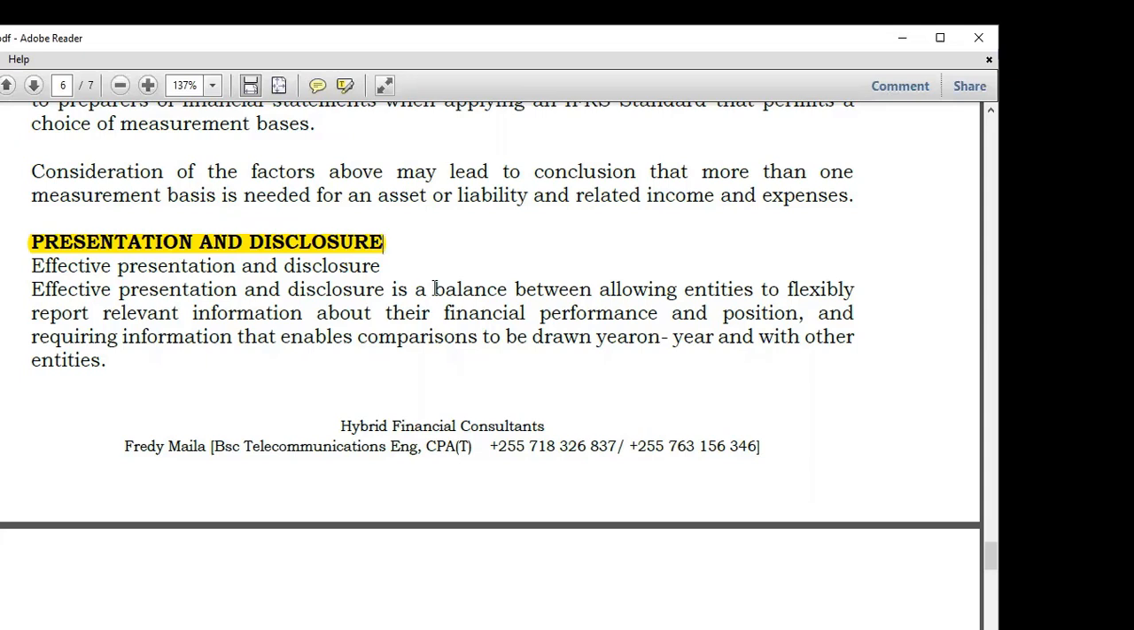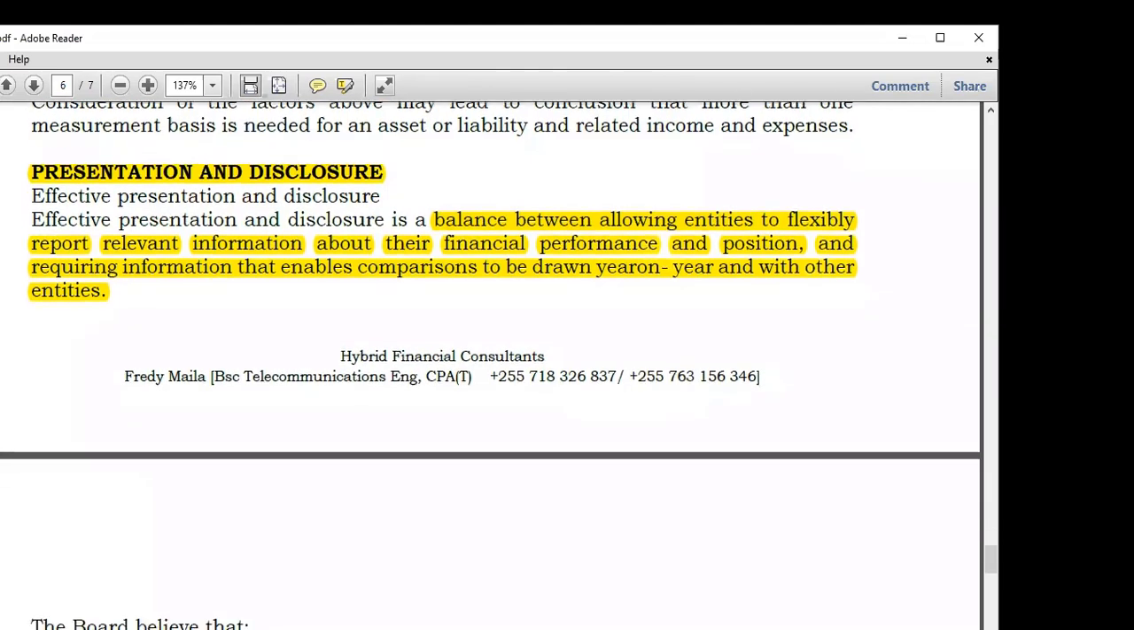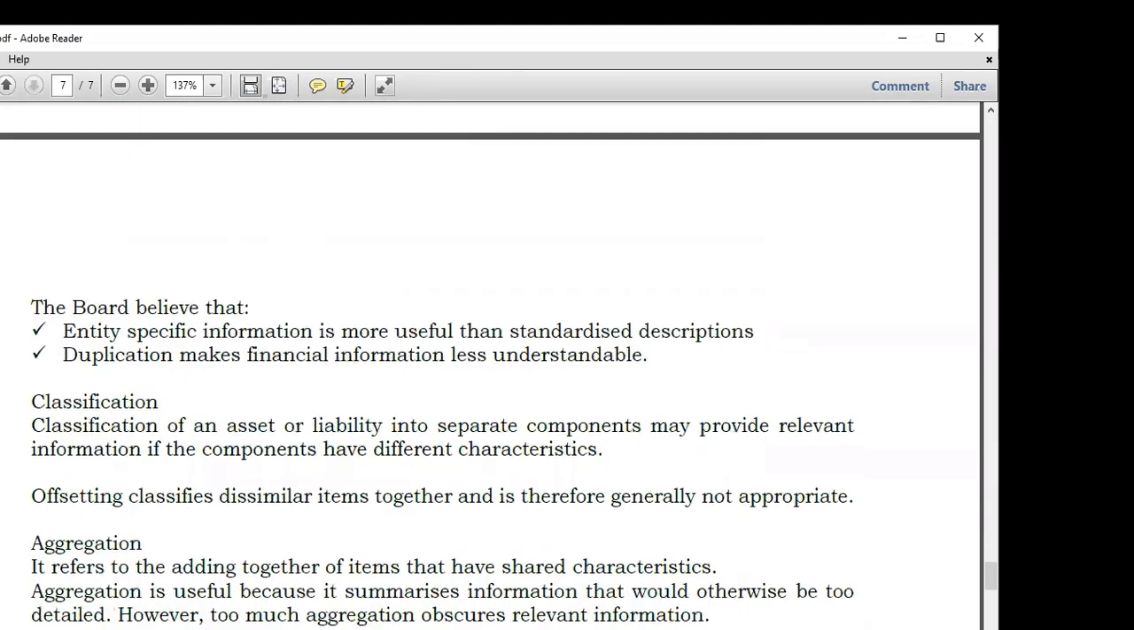Actually, what do we mean by that? It's just a balance between allowing entities to flexibly report relevant information about their financial performance. We mean statement of profit or loss here, statement of financial position, and requiring information that enables comparison to be drawn year by year with other entities. When making the presentation, it is nice that you prepare in such a way that you can enable comparability, which is also an enhancing qualitative characteristic factor.